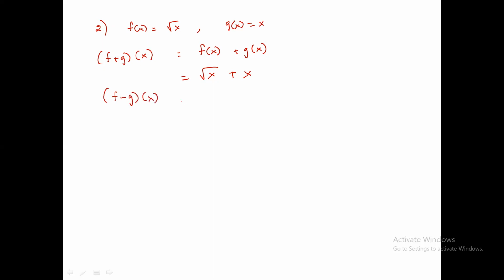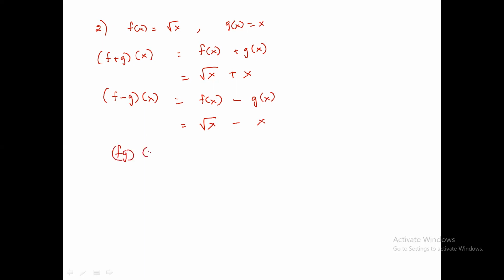Similarly, one more example. If f of x is root x and g of x is x, how will you write f plus g of x? That means you will take f of x plus g of x. F of x is root x plus g of x is x. You will add up these two. How will you find f minus g of x? You will take f of x and then subtract g of x. F of x is given as root x minus g of x is given as x.